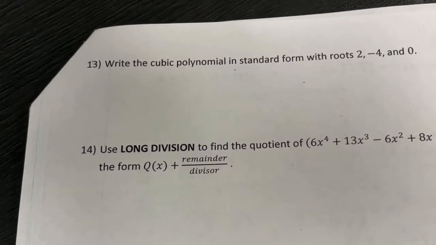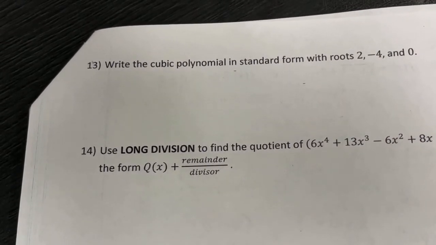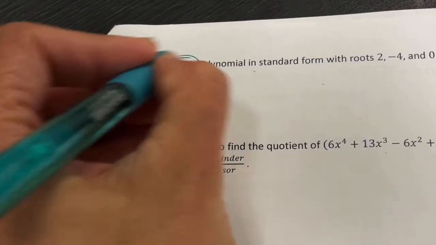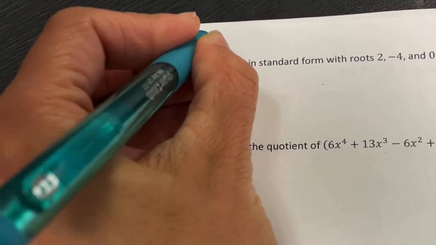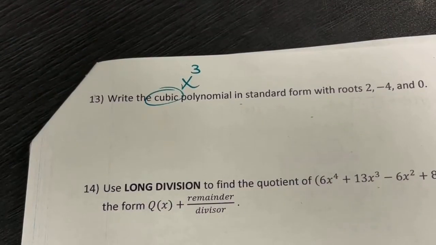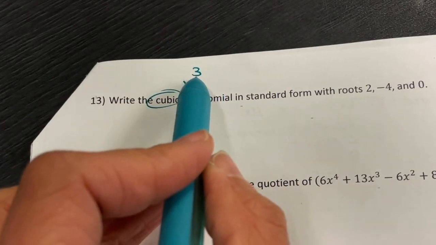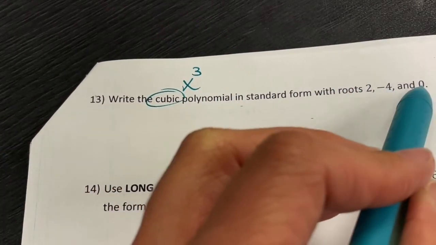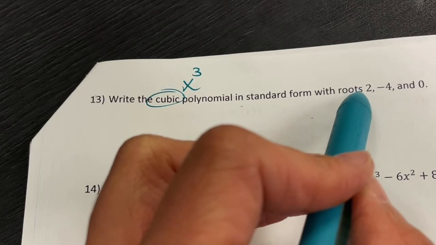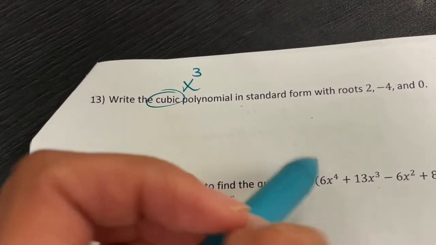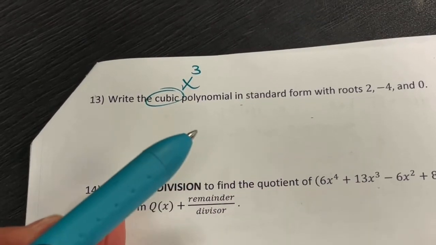Now we're into the polynomials. Write the cubic polynomial in standard form with roots 2, -4, and 0. So we're talking a cubic. So that means there's going to be an x cubed in there, and that's the highest degree it's going to have. Remember, the degree tells us how many roots, and they gave us 3 of them. And remember, roots also mean the solutions, the x-intercepts, the zeros. Those all mean the same thing.